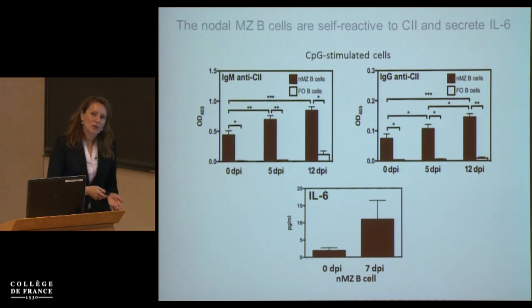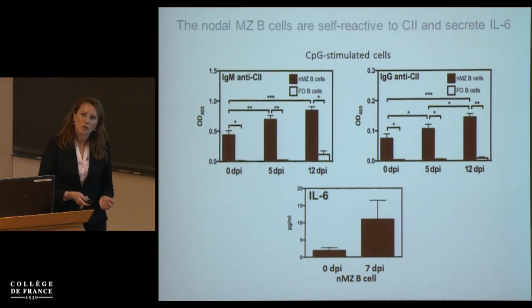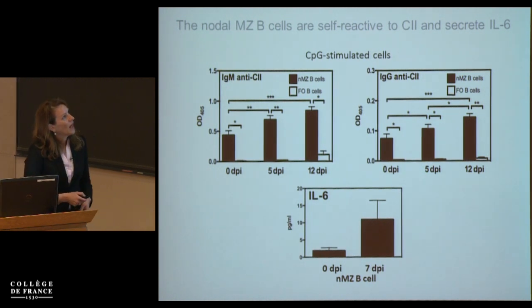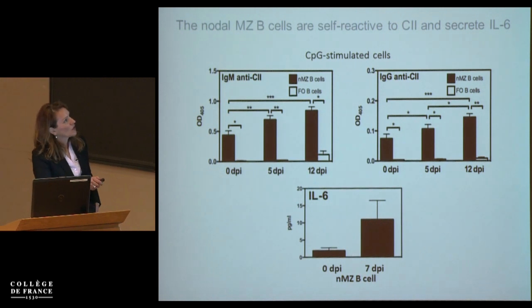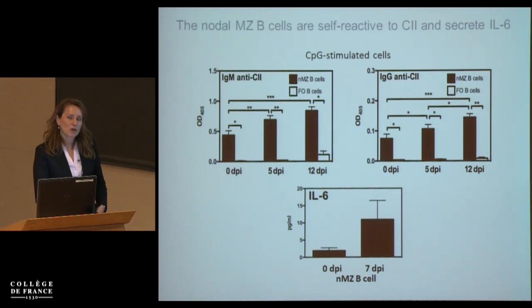And the next question is, of course, are they then self-reactive to collagen, as the marginal zone B cells in the spleen? Here we did not use an ELISpot technique, because there are so few cells that it's not possible to do an ELISpot. So instead we sorted the cells, and you only get a few wells of cells, and then we stimulated the cells, and then we analyzed the culture supernatant for IgM anti-collagen antibodies or IgG anti-collagen antibodies.